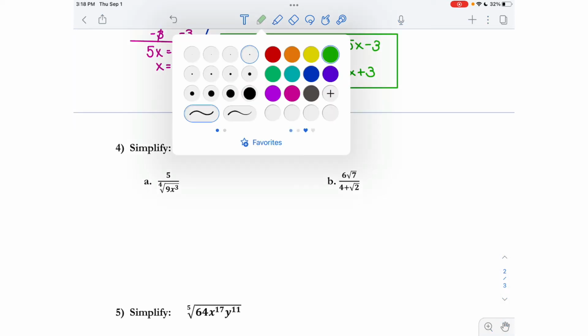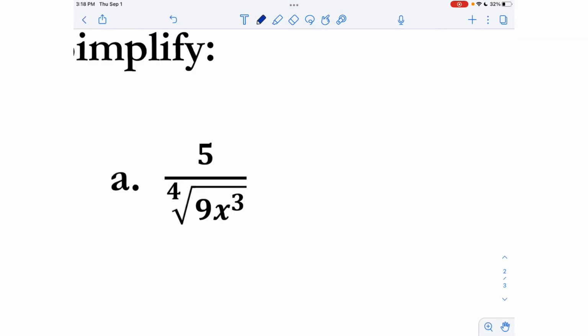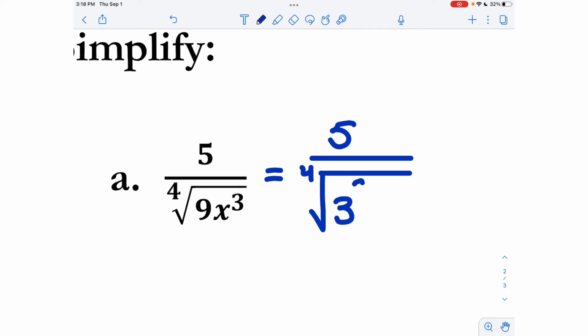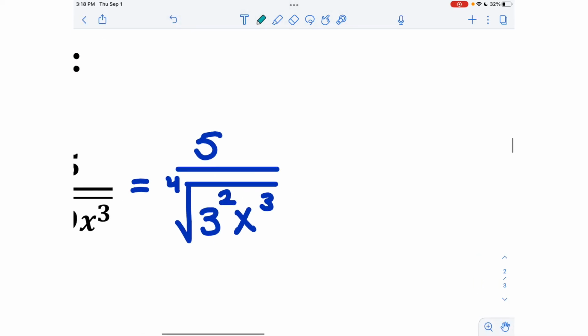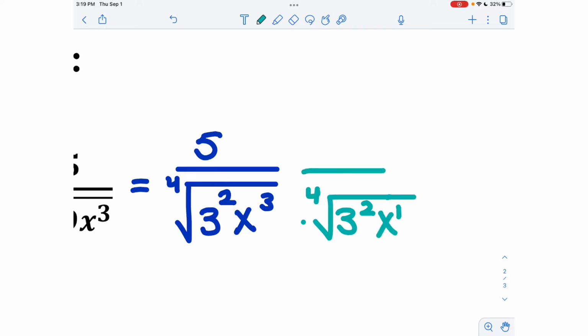So for this one, let's rationalize. Before we do that, I'm going to take that 9 and rewrite it as 3 squared. It's just going to be easier for me, and I will have to reduce less in the end if I rewrite it right away. So the index here is 4, which means I need groups of 4. If I have two 3s right now, I need 2 more. And if I have 3 x's, I just need 1 more. And if I multiply it to the bottom, I must also multiply it to the top.